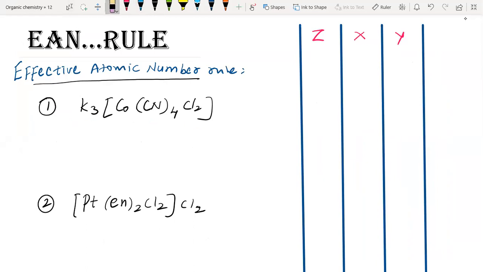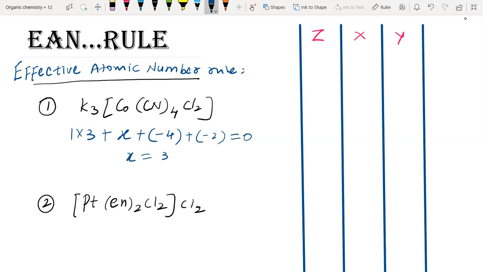Now, very important here is to find out the oxidation number. For potassium we can write 1 into 3, plus cobalt, which we want to find out, x, plus cyanide is minus 1 into 4, minus 4, and chlorine is minus 1 into 2, minus 2, equals 0. So the answer which we get here is 3.